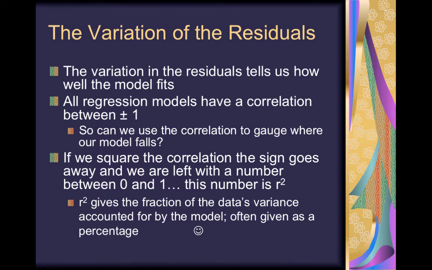So what r squared does is it gives us a fraction of the data's variance accounted for by the model, and it's often given as a percentage. What this means is that r squared shows how much of the variance in our y variable is accounted for by the model, or in other words, accounted for by our x variable.